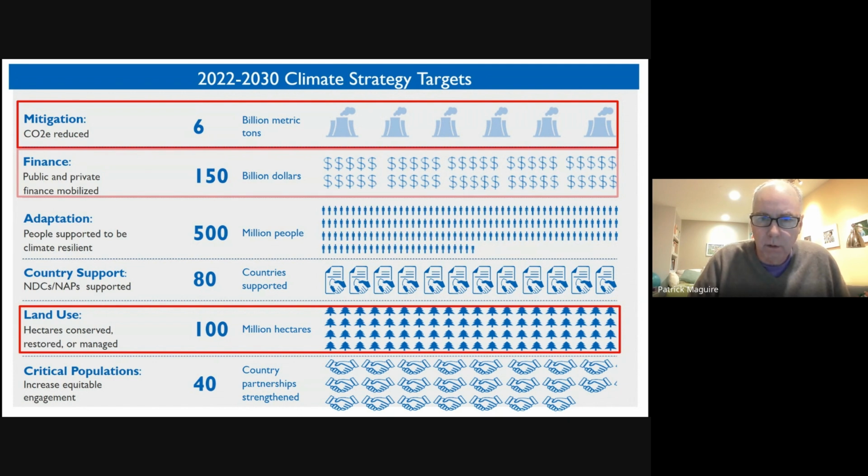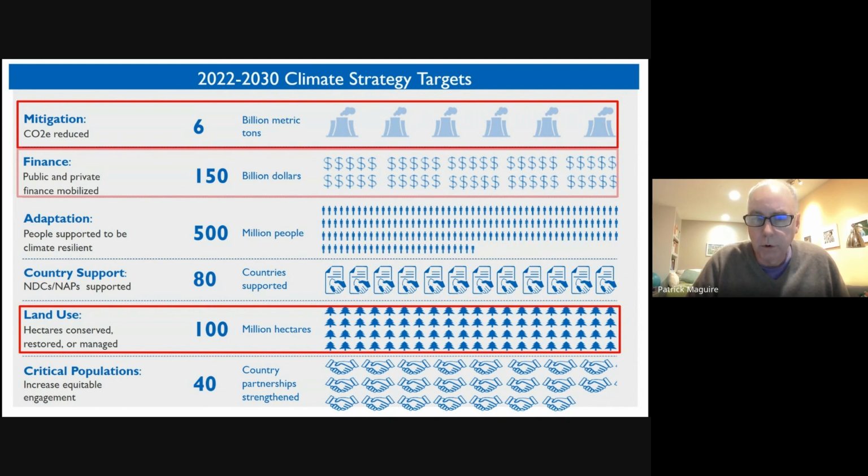The reason why we're focusing on this today is to make sure that we have accurate reporting. And I'm just going to focus briefly on the three targets outlined in red because those are of particular relevance to natural climate solutions. So this first one, top here, mitigation of tons reduced. Our target is 6 billion metric tons reduced or sequestered through USAID activities. Of that 6 billion, 5 billion has to come from natural climate solutions.